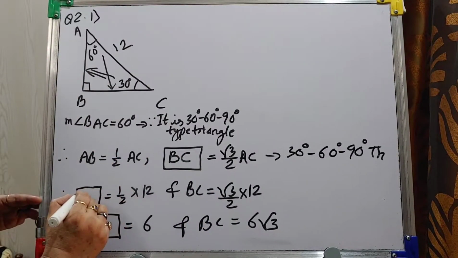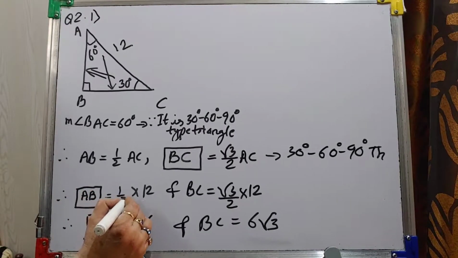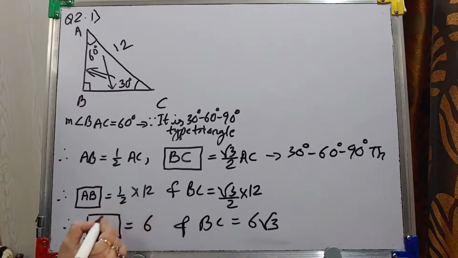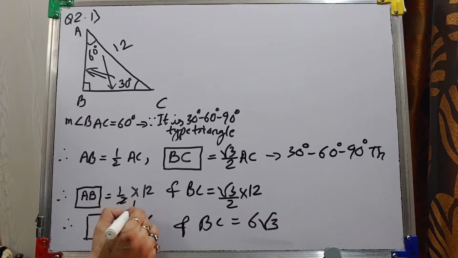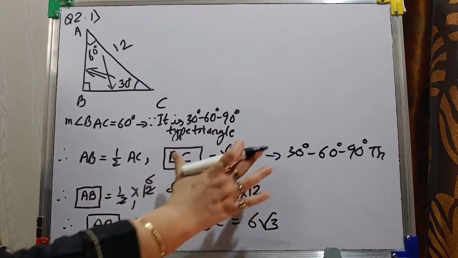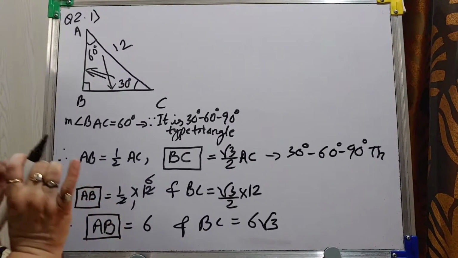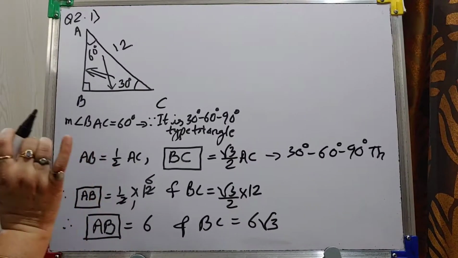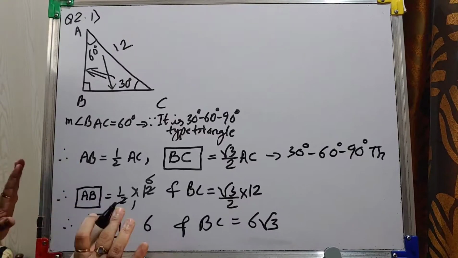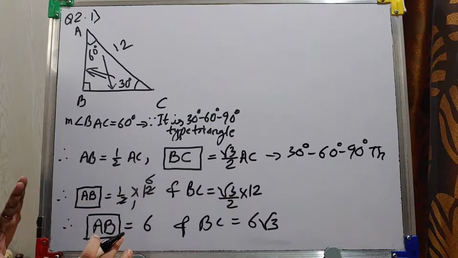Now again, AB will be 1 by 2 into 12. So 2 sixes are 12, so your AB will be 6. This part they have already given. But keep in mind, clear instructions they have given. Don't only write the box, you have to write the full sum and fill the boxes.